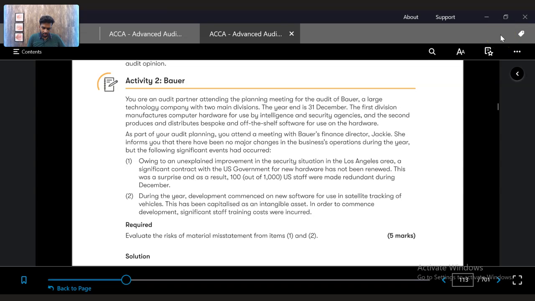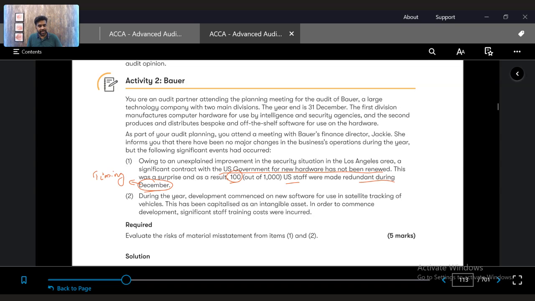Number 1, owing to an unexplained government improvement in security in the Los Angeles area, a significant contract with the US government for new hardware has not been renewed. So Bauer Technologies used to have a government contract, but due to some changes in security situations, the government contract they had did not get renewed. Hence, 100 of the US staff who were working for this particular contract were made redundant, which means they were asked to leave. Now the risk here is the timing. That is specifically to point out the risk.